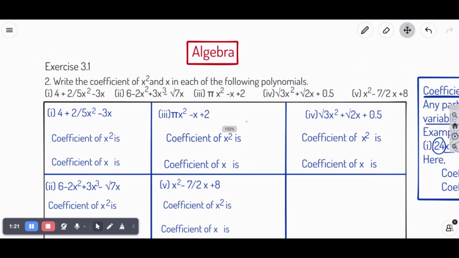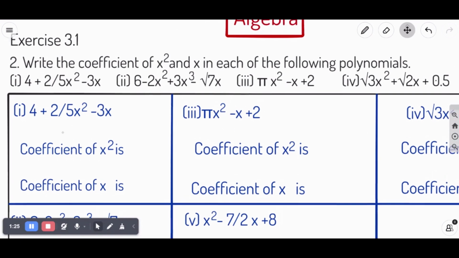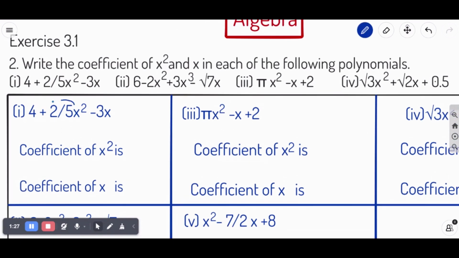So with this quick recap, let's move on to our questions. Let's see the first question: 4 plus 2 by 5 x square. The coefficient of x square here, since we have a positive symbol, will be 2 by 5. And then the coefficient of x here is minus 3, so you write it as minus 3. Just take the term and write the remaining terms which are multiplied with it, constants or variables, whatever it is.